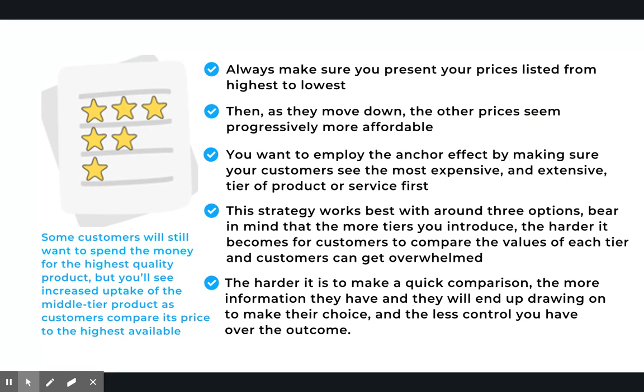Bear in mind that the more tiers you introduce, the harder it becomes for customers to compare the values of each tier, and customers can get overwhelmed. The harder it is to make a quick comparison, the more other information they will end up drawing upon to make their choice, and the less control you have over their outcome. So also just remember, some customers will actually want to spend the money for the highest quality product, but you'll see the increased uptake of the middle tier product as customers compare its price to the highest available.